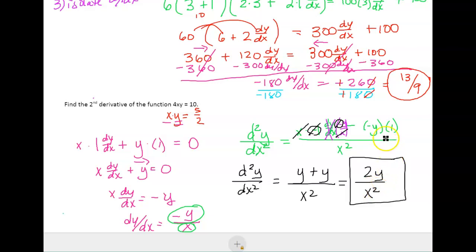Okay? So on your student practice, you probably have a little more complicated second derivative. Okay? All right, well, try your practice and let me know if you have any questions.